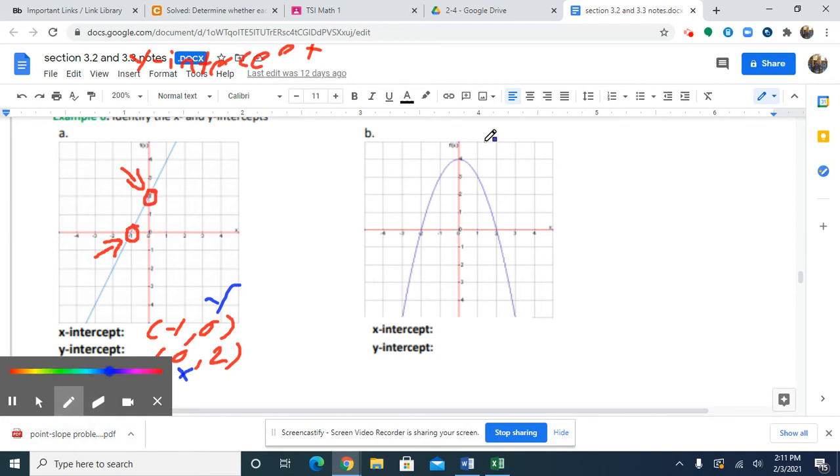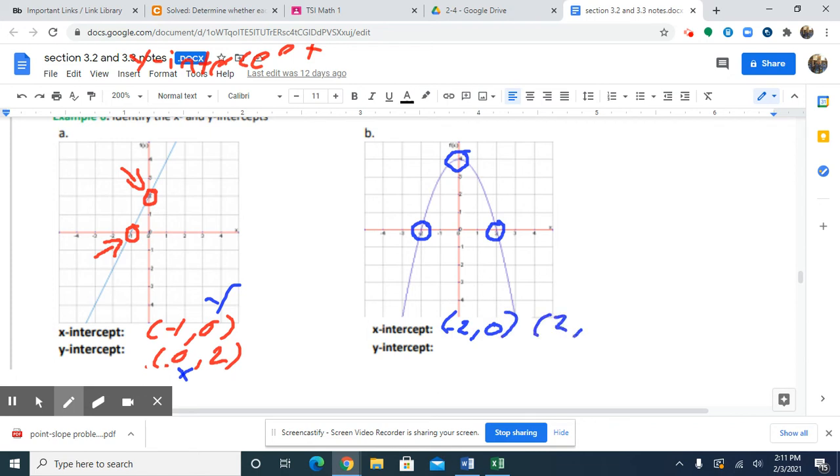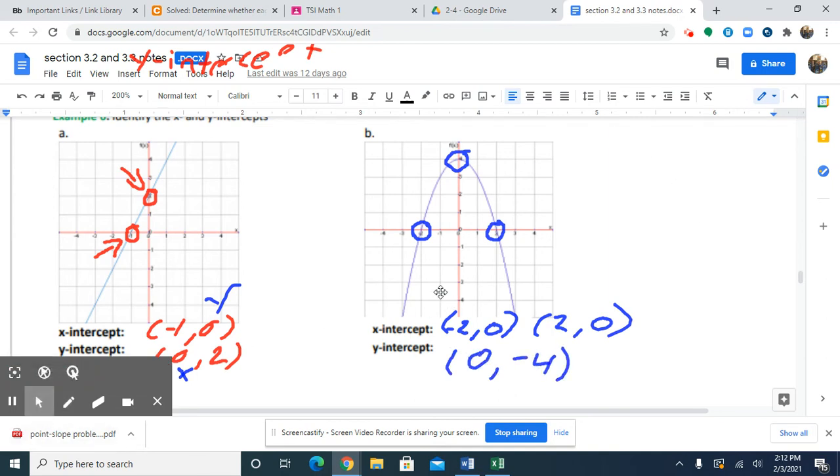Now let's look at something like a quadratic graph. We have our y-intercept over here, but this one actually crosses the x twice. So we're going to have two x-intercepts, (-2, 0) and (2, 0), while the y-intercept is going to be at (0, -4).